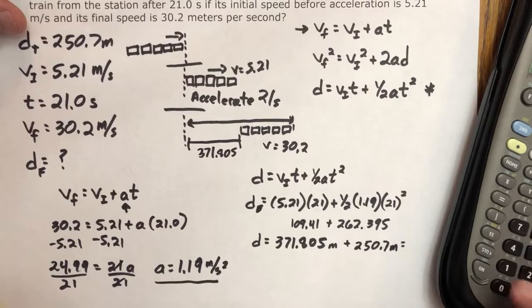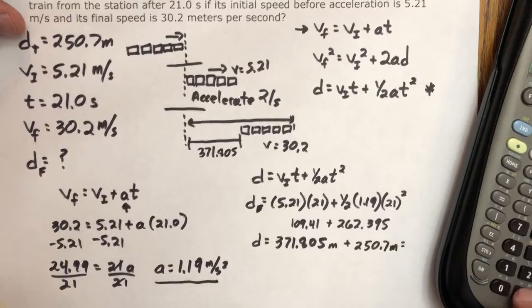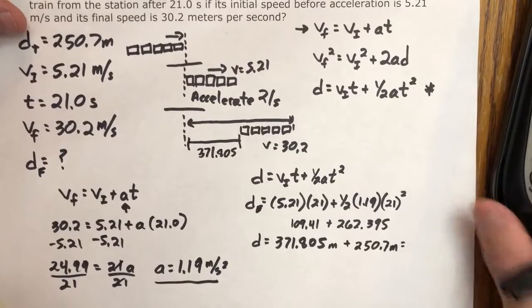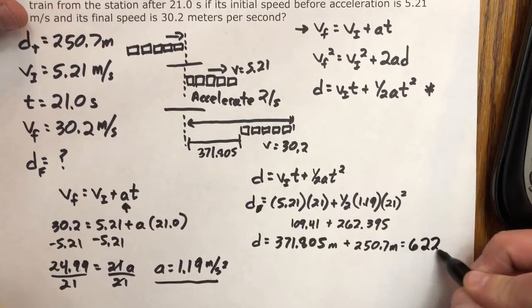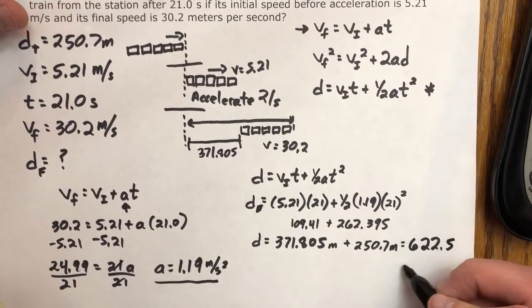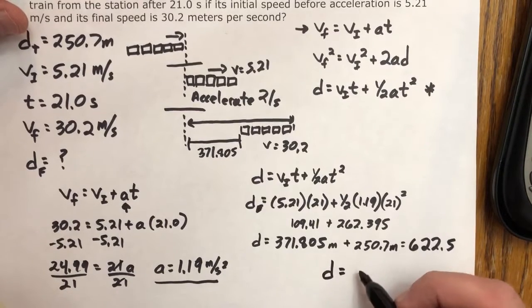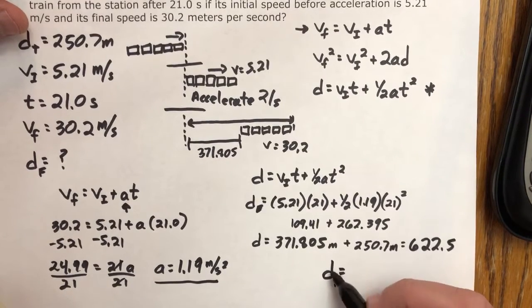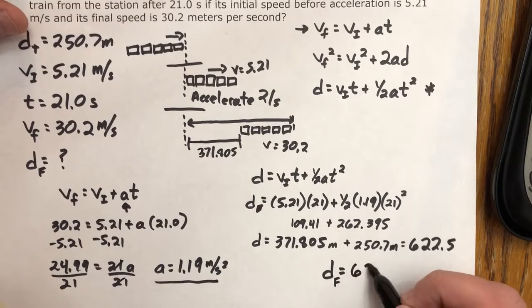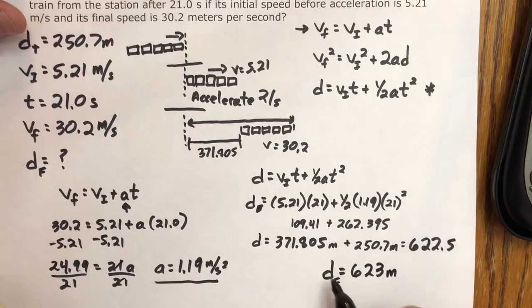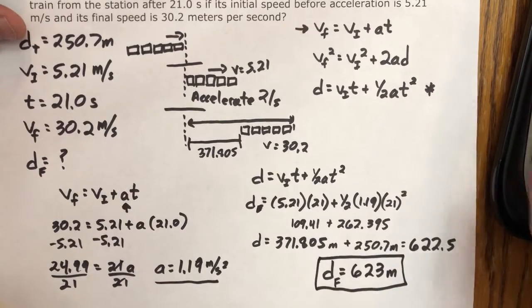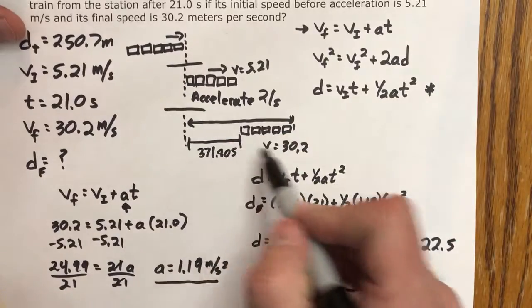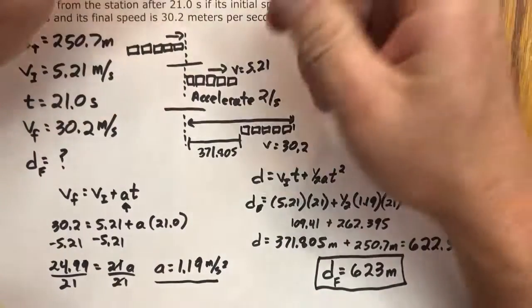So we have 371.805 plus 250.7, which gives me 622.5. So I'm going to write that as 623, and I'm going to say that is the front of the train. That's the distance to the front of the train, 623 meters. That is my answer. It's a tricky question because they changed the reference point on you from the back of the train to the front of the train, but it is what it is.